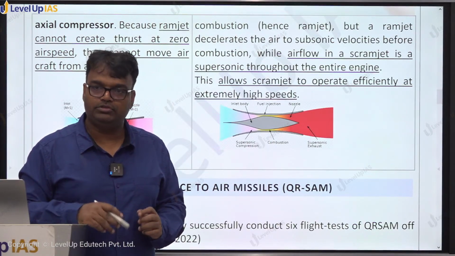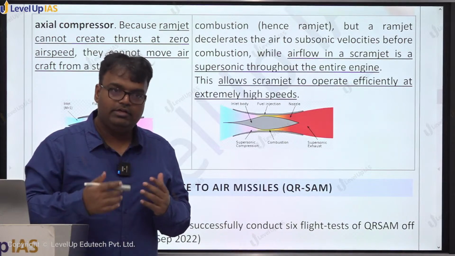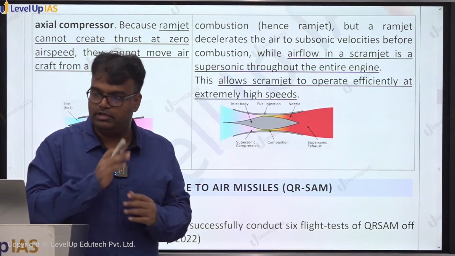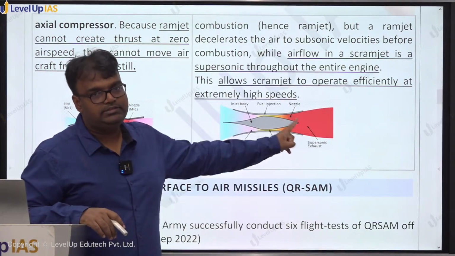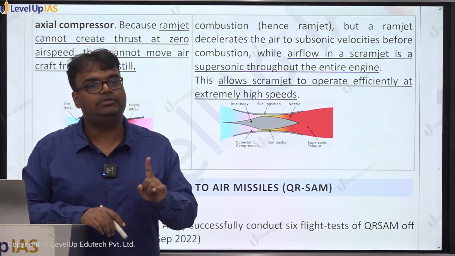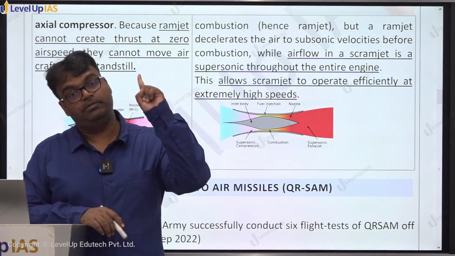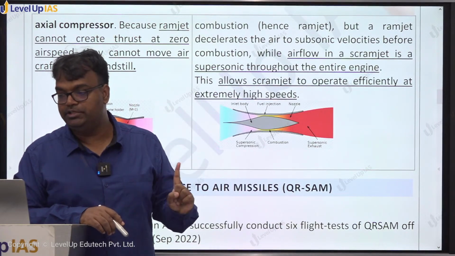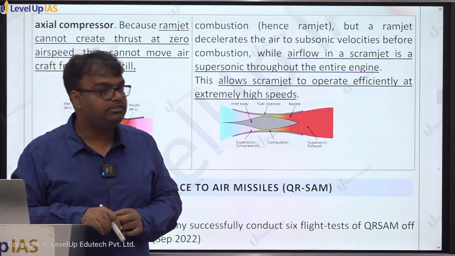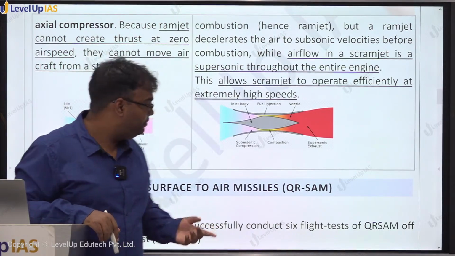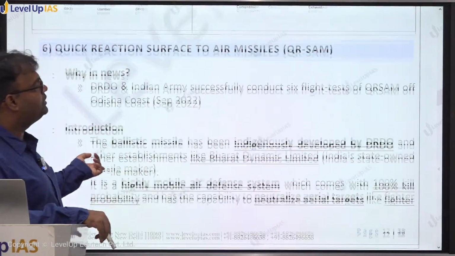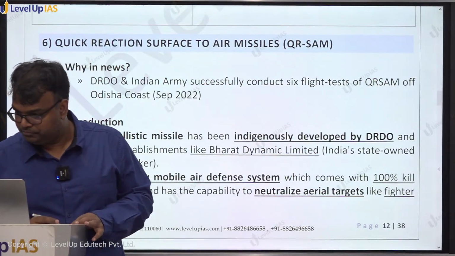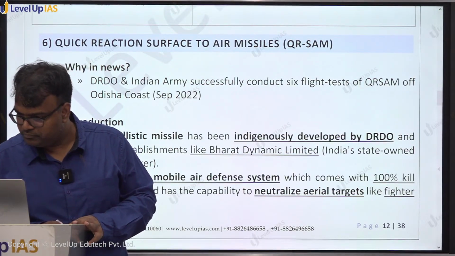It is more efficient because compression will take up some energy, which will create a drag, and thus scramjets are better. So scramjets we are still testing. Air breathing propulsion experiment, the ISRO one, we had seen. Ramjet is something that is being used in BrahMos already. Okay. Then quick reaction surface to air missile.